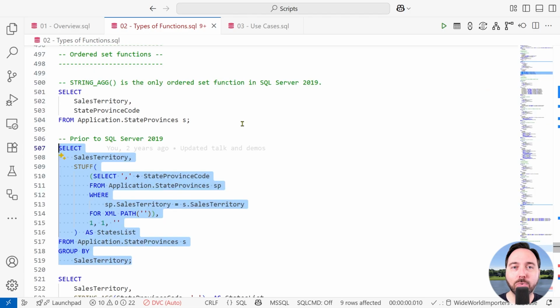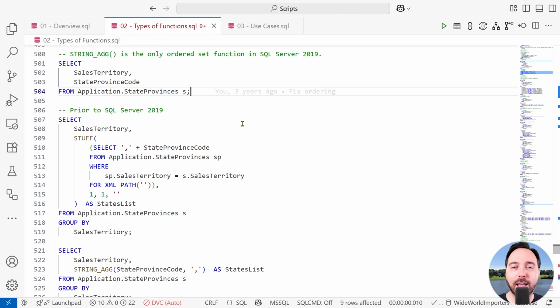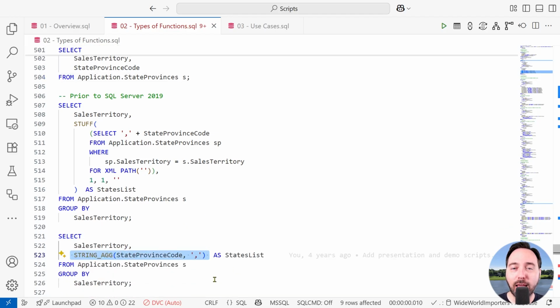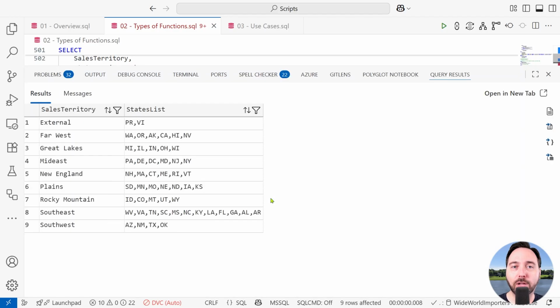As of SQL Server 2019, we have the STRING_AGG ordered set function. This is an aggregate function, so we need a GROUP BY clause containing the sales territory name because it is not part of the function. But in just a few lines of code, and with a fairly straightforward function call, we have the same results.